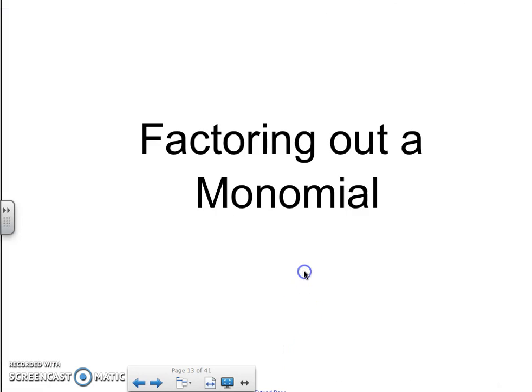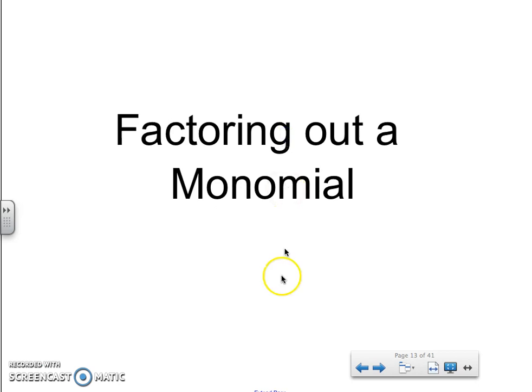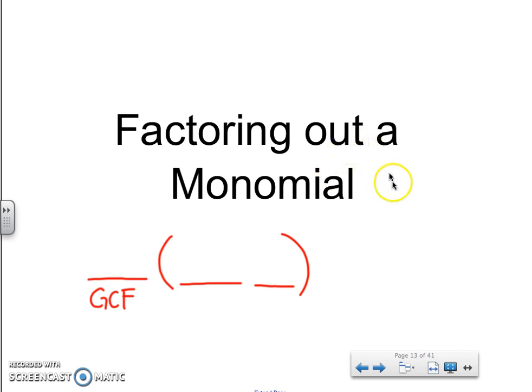Alright, so this is a continuation of that first part of your notes. So now we're going to factor out a monomial. And so what that means is to take out a GCF on the outside and then figure out what was left in the parentheses. So you could have two terms in here, you could have three terms, but basically you're pulling out a GCF of what they have in common. Okay, so let's try that.